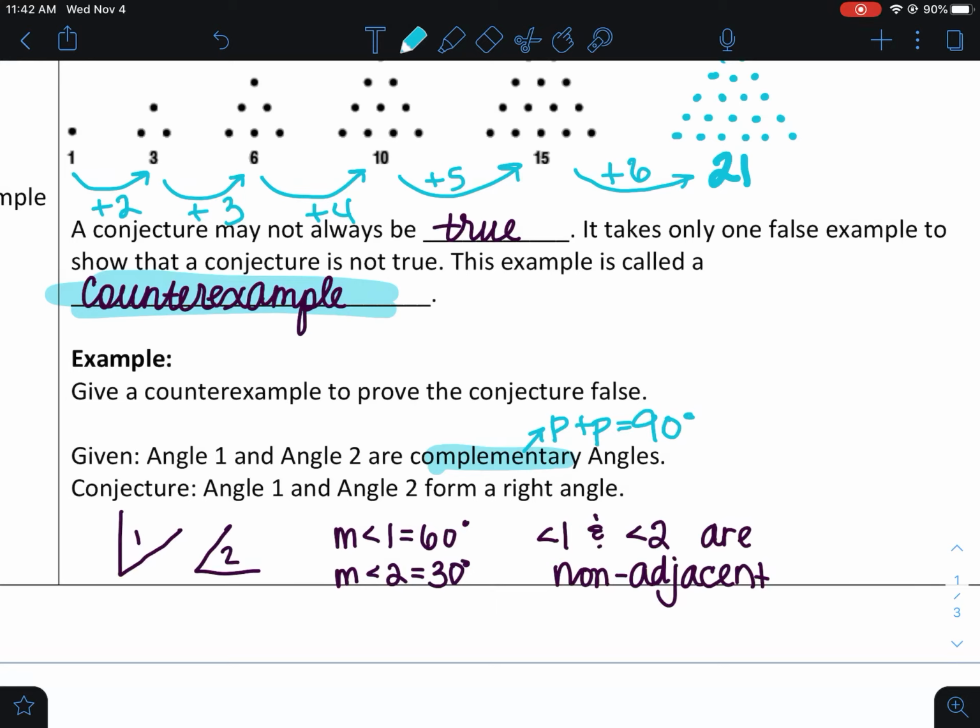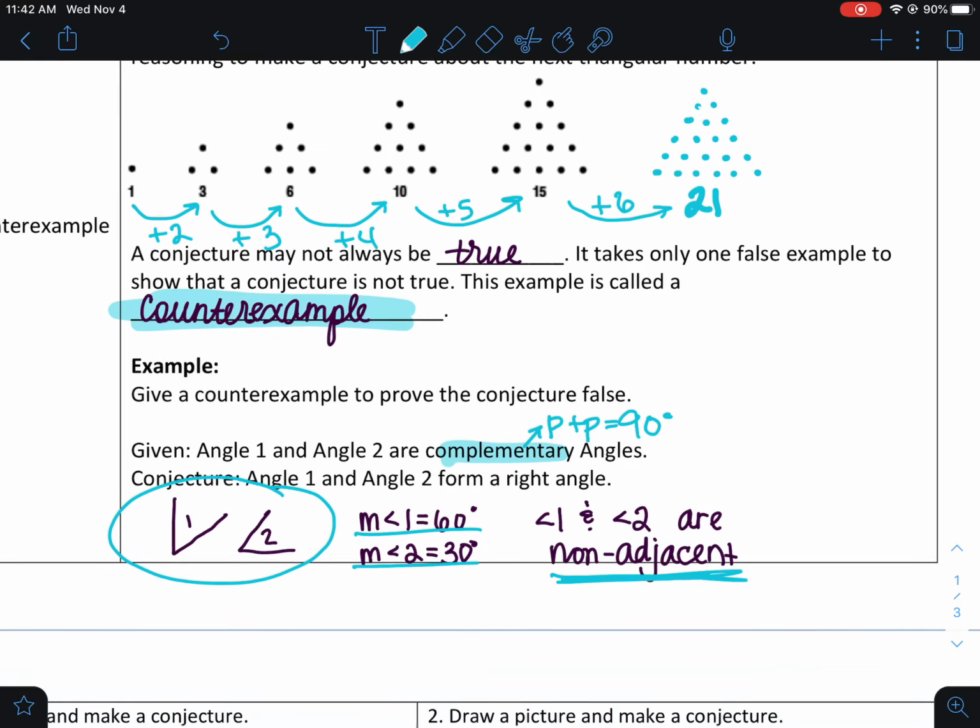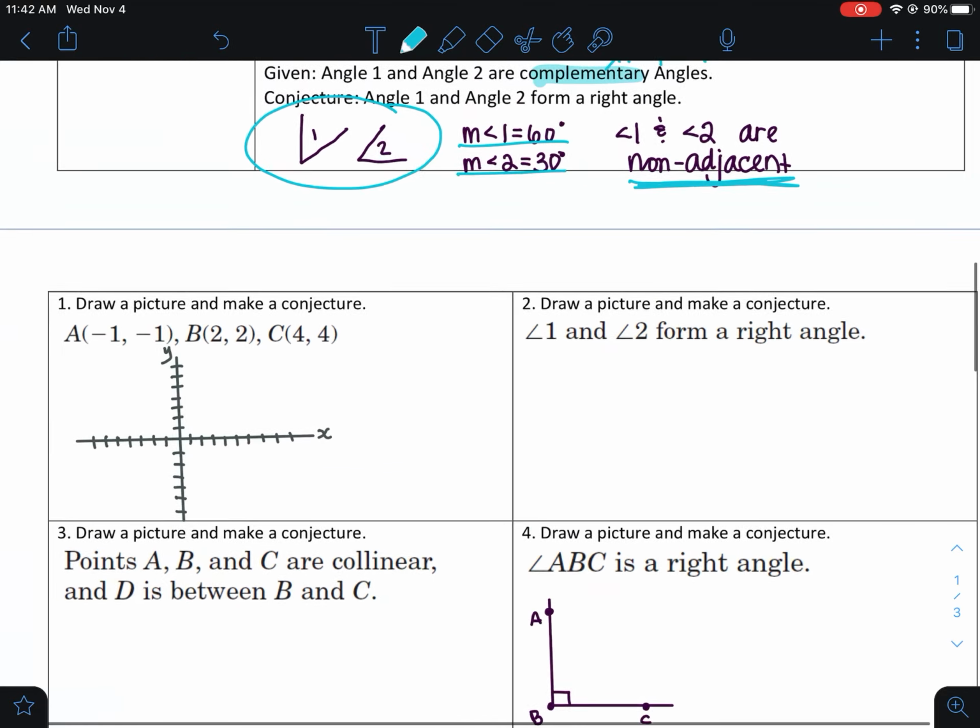We need to prove that that's false. So right here, we see this example, I have angle 1 and angle 2. Angle 1 is 60 degrees. Angle 2 is 30 degrees. So they're complementary because they add up to 90. However, they do not form a right angle because the example that I drew right here is non-adjacent. Okay, so yeah. All right, here we go.